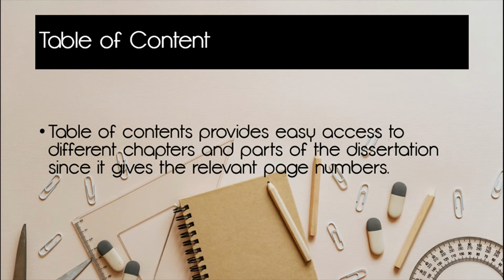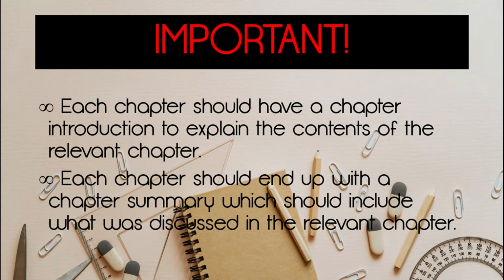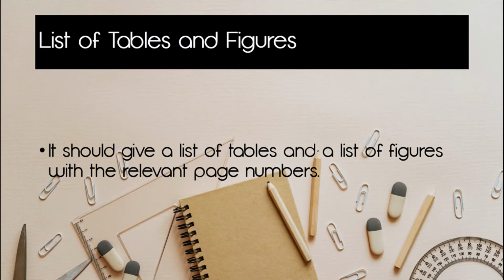Table of contents. The table of contents provides easy access to different chapters and parts of the dissertation, since it gives the relevant page numbers. This is an important notice: each chapter should have a chapter introduction to explain the contents of the relevant chapter. Each chapter should end with a chapter summary, which should include what was discussed in the relevant chapter. List of tables and figures. It should give a list of tables and a list of figures with the relevant page numbers.